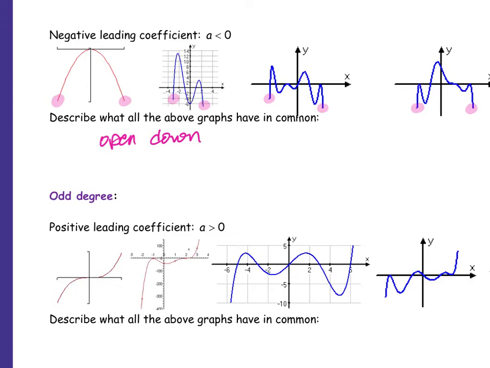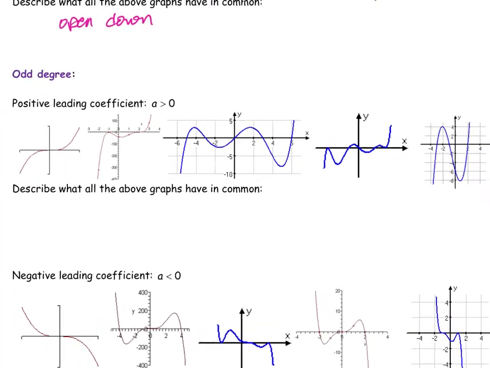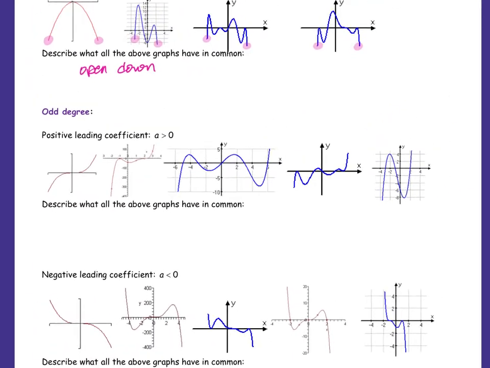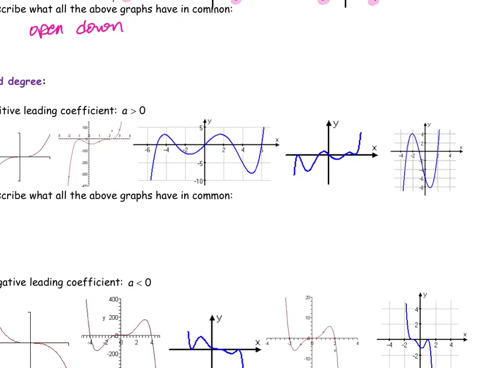Okay, so now we're going to go to an odd degree, and we're going to talk about that because we really haven't dealt with odd degrees before. And maybe I can get the screen to move. There we go. So if I have an odd degree, and I have a positive leading coefficient, which means it's greater than 0, what's happening? What do all the graphs have in common this time? It's a little harder to describe.